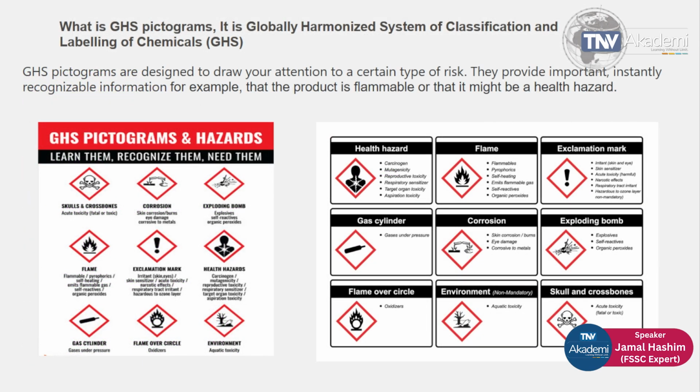So now I will talk about what GHS is. The GHS pictogram: GHS is the Globally Harmonized System for classification and labeling of chemicals. GHS pictograms are designed to draw your attention to a certain type of risk. They provide important, instantly recognizable information, for example that the product is flammable or that it might be a health hazard. So these are a few pictures you can see on the screen. This is the GHS pictograms and hazards.